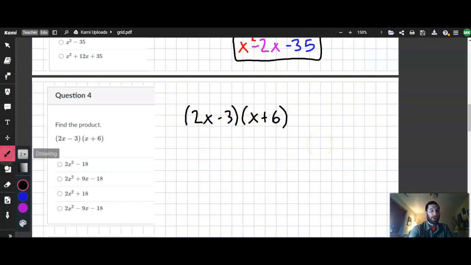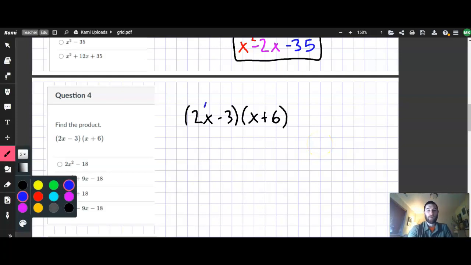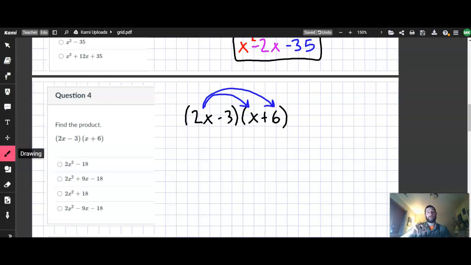And so we're going to go ahead and do our 2x multiplied by x, distributing just the 2x to the x, and then the 2x to the 6. But then each term in that first set of parentheses is being distributed to every other term in the other set of parentheses.